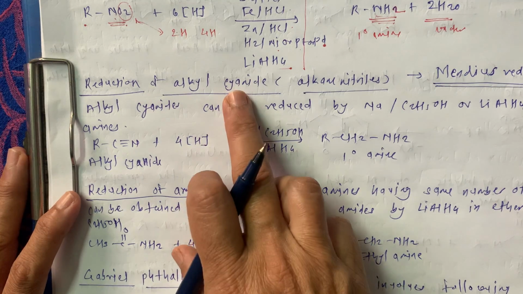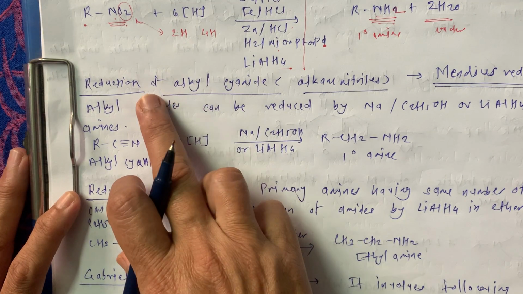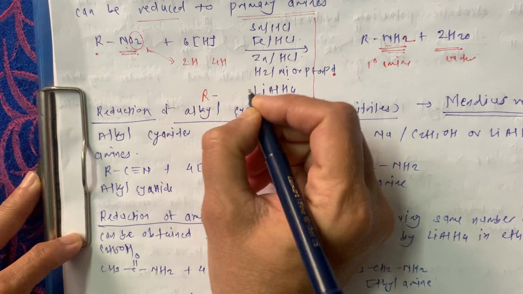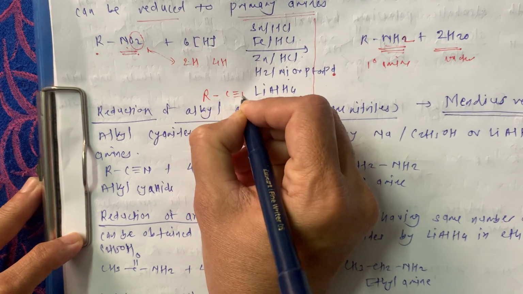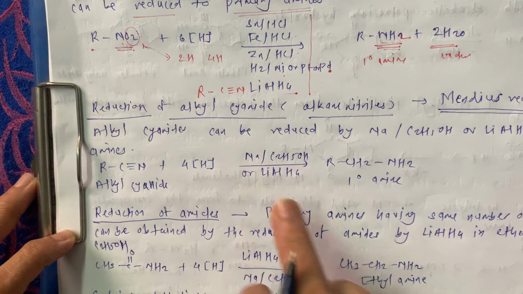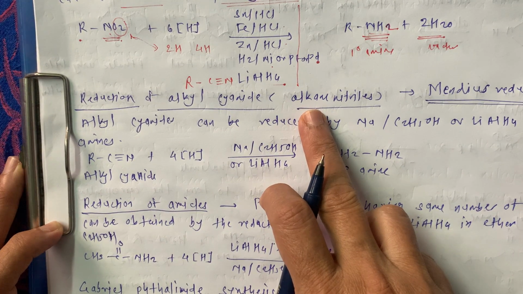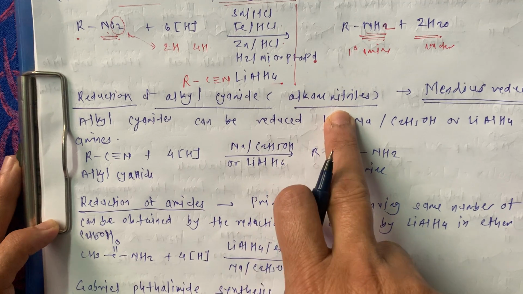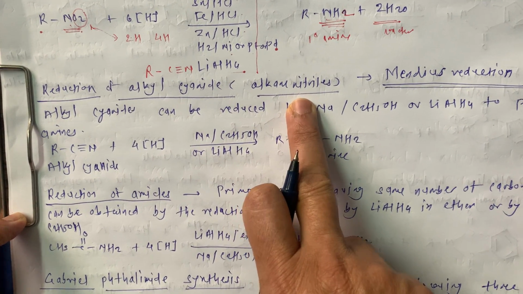Next one is reduction of alkyl cyanide. What is alkyl cyanide? R is the alkyl group, C triple bond N is the cyanide group. These are also known as alkane nitriles. We studied this in 11th standard.